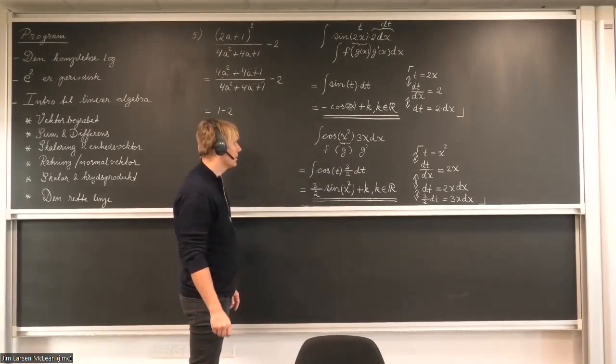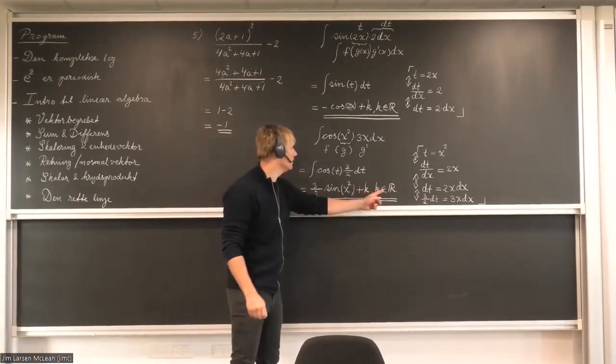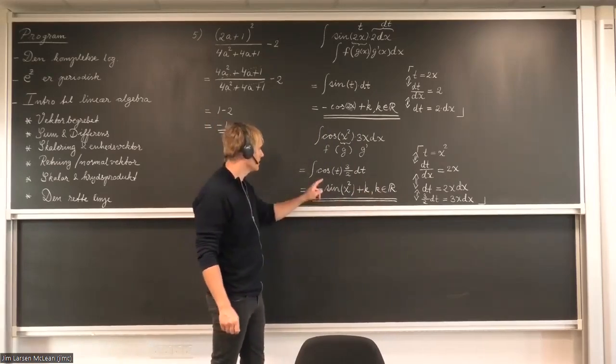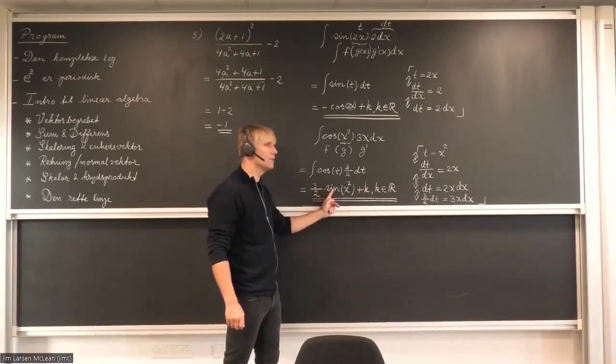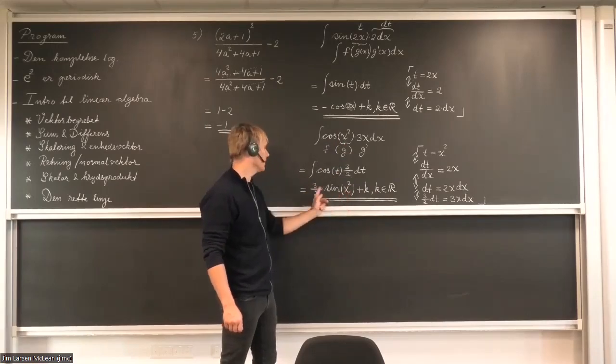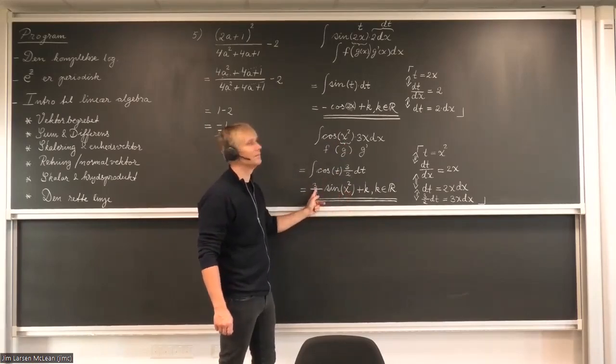And if you feel like it, you can certainly give it a try. 3 halves sine of x squared. What happens to it if I try to differentiate it down here? The derivative of sine gives cosine, with the same interior as before. That's correct. The interior itself, when differentiated, yields 2x. But multiplying 2x by 3 halves gives us 3x. So it checks out.